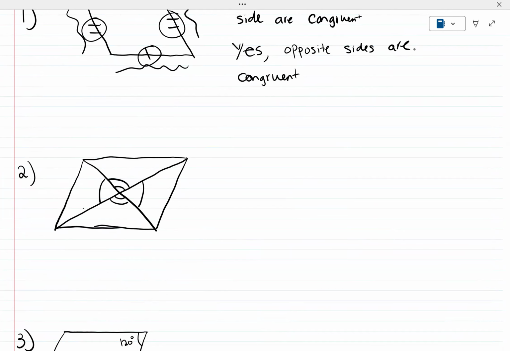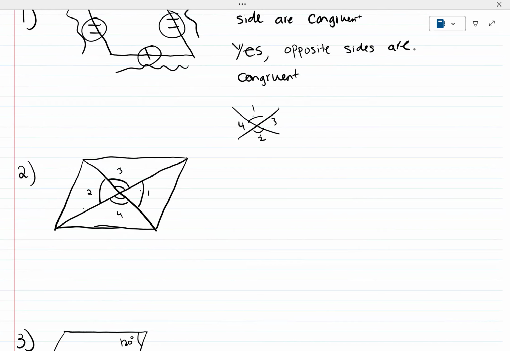So this angle is called angle one, and this is congruent to angle two. And then this angle here is angle three, and this is angle four. Angle three is congruent to angle four. Why is that? Because they're vertical angles. Vertical angles are the ones that crisscross. Here's angle one, here's angle two. Angle one is congruent to angle two, and angle three is congruent to angle four.